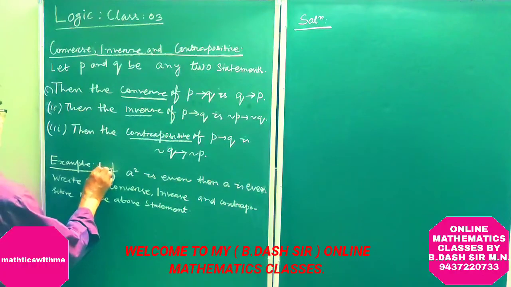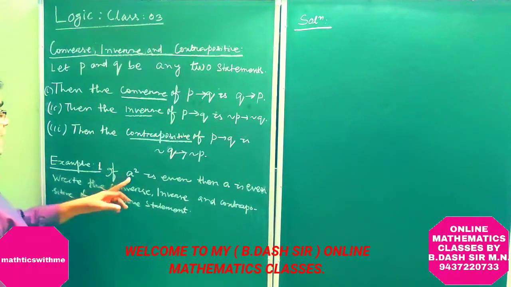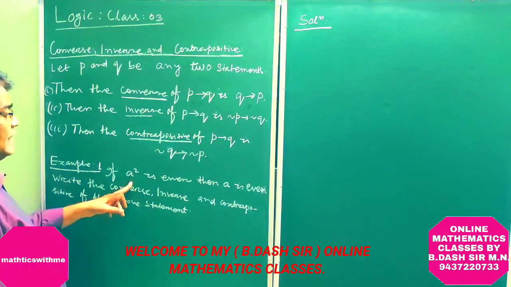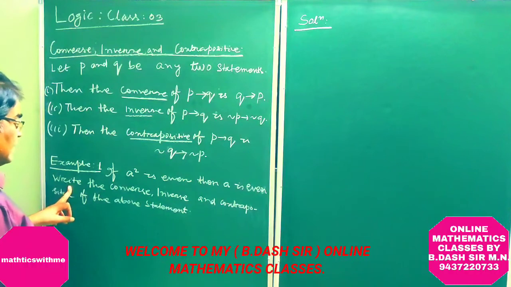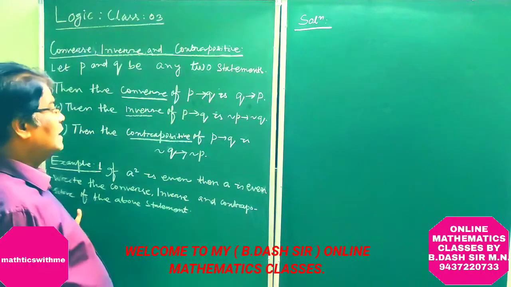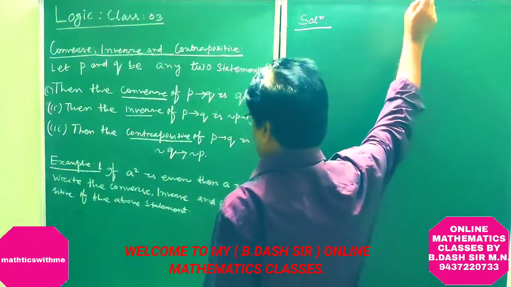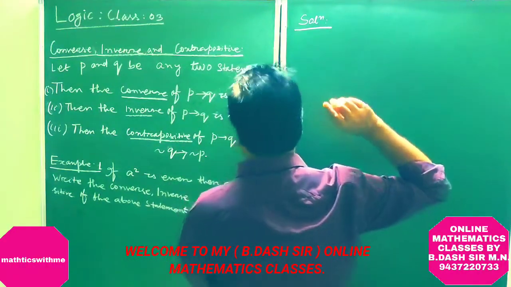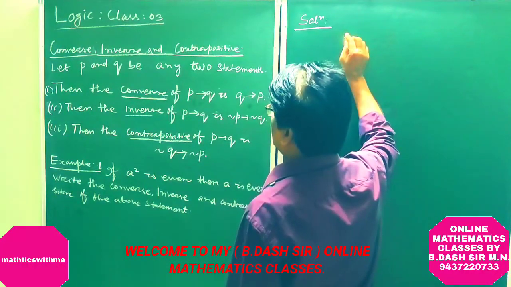Now this is example 1. If A square is even, then A is even. It is a statement. Write the converse, inverse and the contrapositive of the above statement. Now solution. Here, if A square is even, then A is even. It is given. So we have to write the converse.